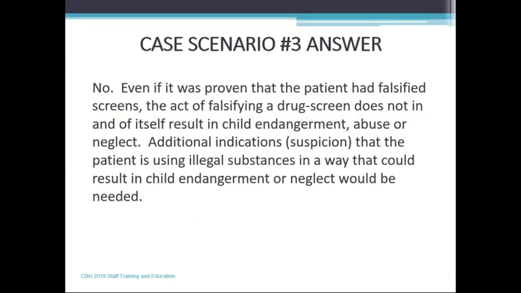Even if it was proven that the patient had been falsifying their drug screens, the act of falsifying a drug screen does not in and of itself, and even substance use in and of itself, does not result in child endangerment, abuse, or neglect. So additional indications or suspicions that the patient was using illegal substances and using in a way that could result in child endangerment or neglect would need to be present in this situation.